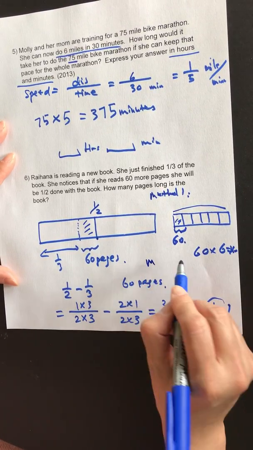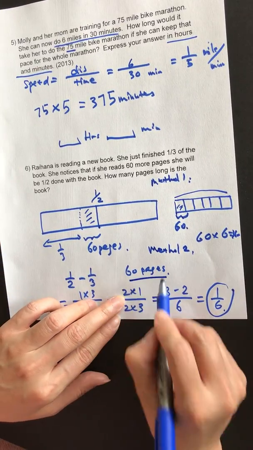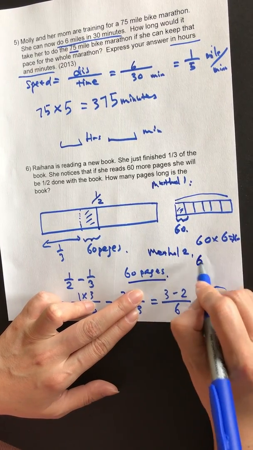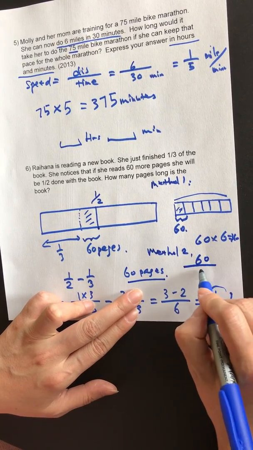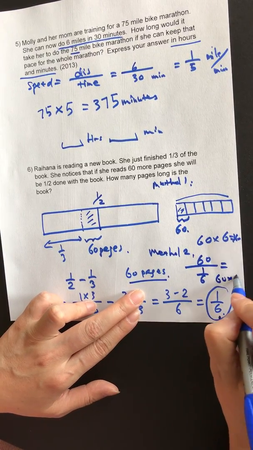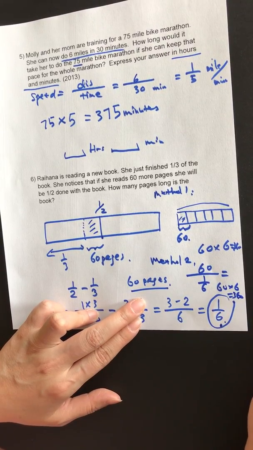For the second method, we can find out that 60 pages corresponds to 1/6 of the whole book. So what's the total? 60 pages corresponds to 1/6. Basically, you have 60 multiplied by 6, which is 360. The higher grade students can follow the second method.